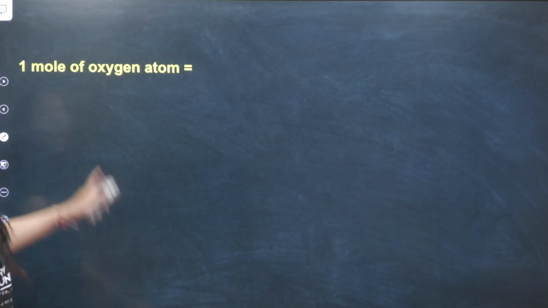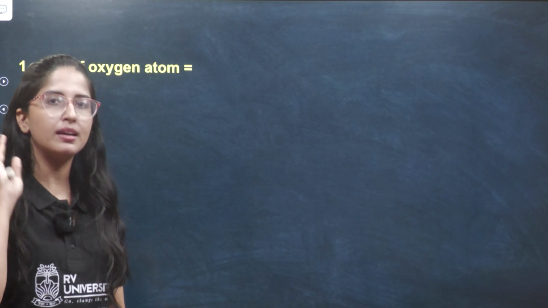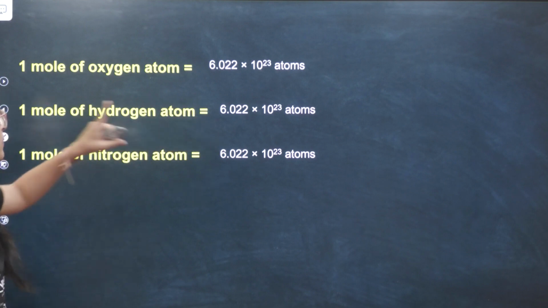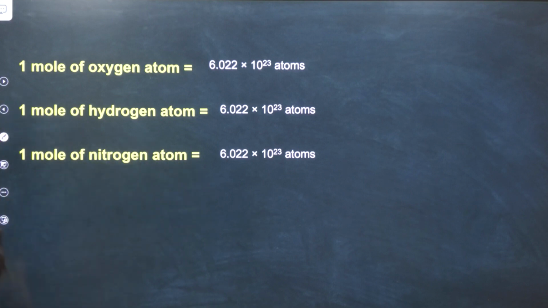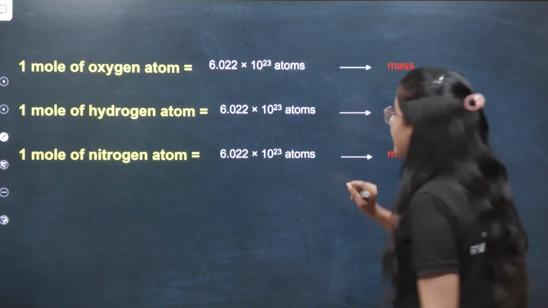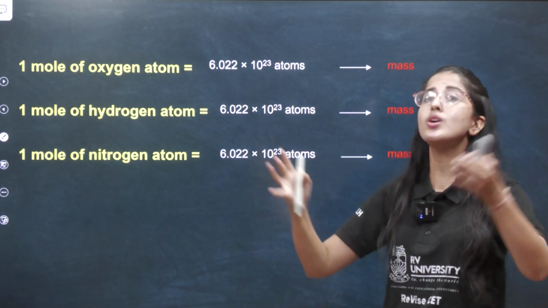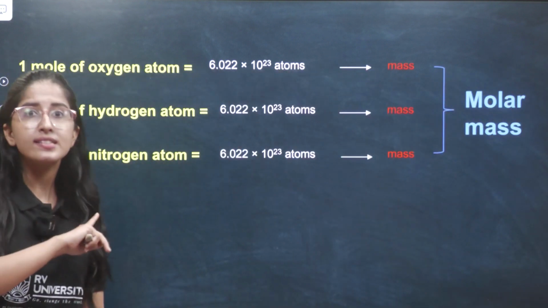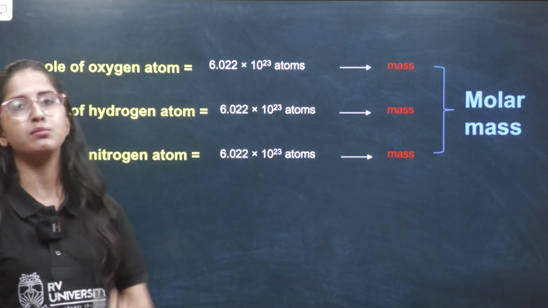Okay. Now, molar mass. Let us come to the molar mass. I have 1 mole of oxygen atom. 1 mole of any atom will be equal to Avogadro's number. So 1 mole of oxygen atom, Avogadro's number. 1 mole of hydrogen atom, Avogadro's number. 1 mole of nitrogen atom, Avogadro's number. Clear? And understand the point, the mass of 6.022 into 10 raised to 23 atoms together is your molar mass. Understood? It is not the mass of 1 atom. It is the mass of 6.022 into 10 raised to 23 atoms.